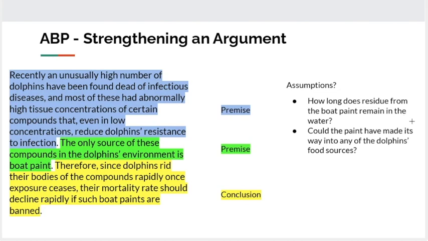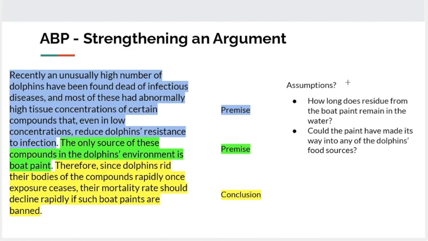And then another question might be whether the paint could make its way into any of the dolphin's food sources. So again, there's another way in which the compounds in the paint could linger in the ecosystem that the dolphins inhabit, because even if you ban the boat paint, well, let's say some food sources that the dolphins eat somehow have absorbed this compound, then even if you ban the boat paint, the dolphins will still be ingesting that compound, and their mortality rate might not decline so rapidly after all.